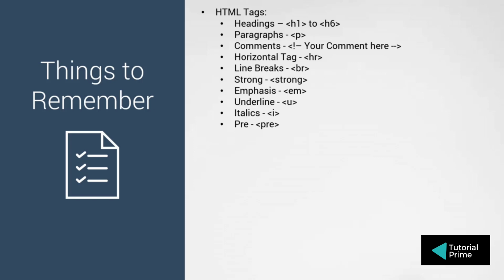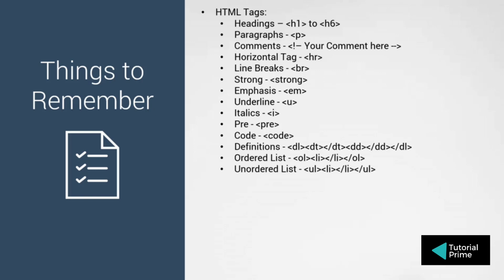Okay, then we have looked at the pre tag. Whatever output you want to write and then you want to display the same output on the web page, you use the pre tag. Then if you want to write and display source code, that's the computer code, you wrap it under the code tag. We looked at the list, definition list, ordered list and unordered list.